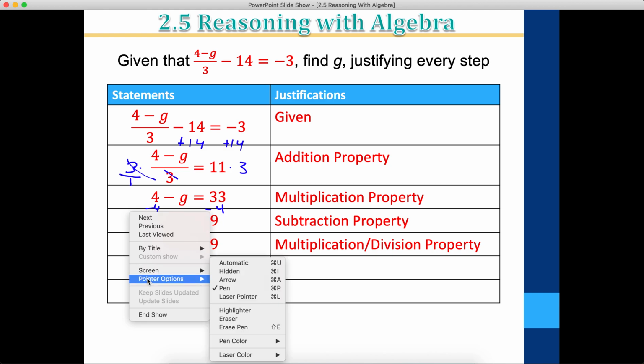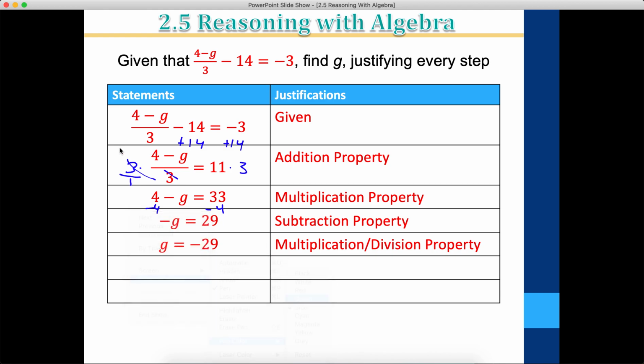Like from here, I'm just going to show an alternate pathway to solving this problem. From here, I could have added g to each side. If I'd added g to each side instead, then I'd end up with 4 equals 33 plus g. And that would still be the addition property. I could subtract 33 from each side. So according to the subtraction property, if I subtract 33 from each side, I'm left with negative 29 equals g.